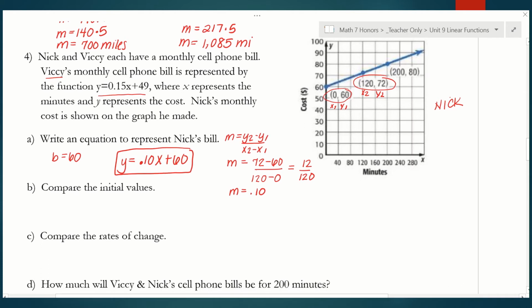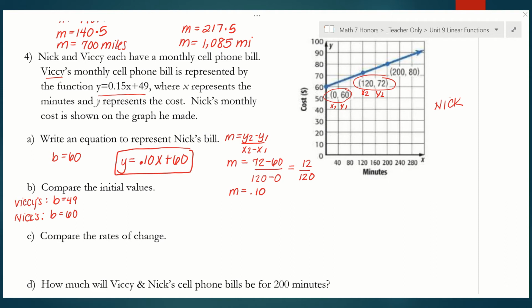Okay, so part B says to compare the initial values. So Vicky's initial value, I should say, is 49. So I got that right from her equation. And Nick has an initial value we just found of 60. Okay, so what does this mean? What does it mean that when you have used your cell phone for 0 minutes, that you're still paying $49 if you're Vicky and $60 if you're Nick?